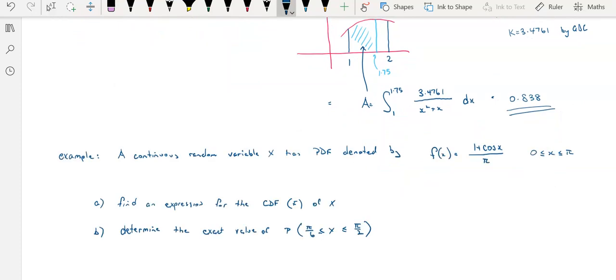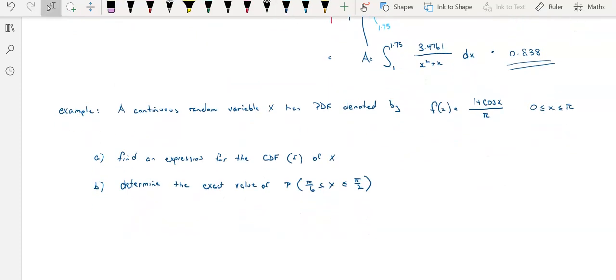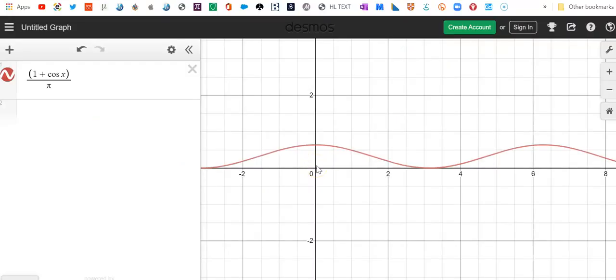Okay, so now next example, we're looking at a probability density function defined by 1 plus cos x on pi. Between 0 and pi, this has an area of 1. You can see I've just drawn this on Desmos. Here's pi right here at the x-intercept. So my area between 0 and pi, this area here, is equal to 1.